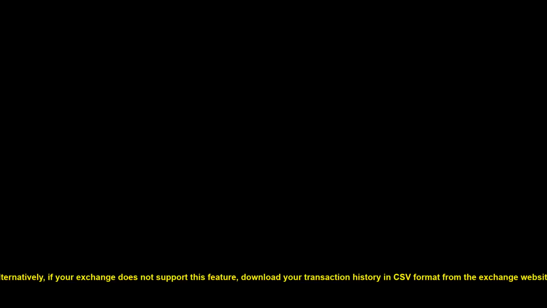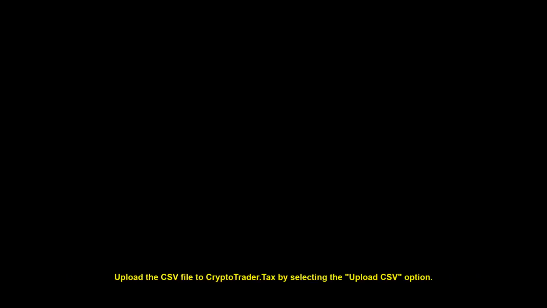Select your cryptocurrency exchange from the list provided. If your exchange supports direct API imports, follow the instructions to connect your account securely. Alternatively, if your exchange does not support this feature, download your transaction history in CSV format from the exchange website. Upload the CSV file to CryptoTrader.Tax by selecting the Upload CSV option.